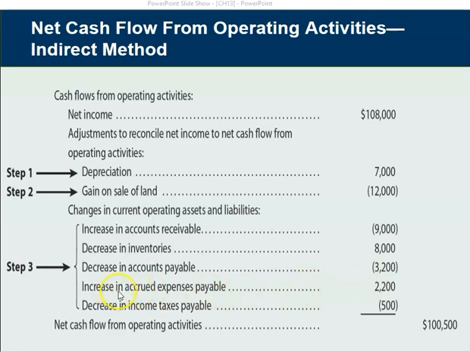Now we have the exact opposite. Accrued expenses have gone up. That means we owe for items that have impacted net income, but we haven't paid for it yet. And then decrease in income taxes payable. Payables are a little bit easy, because if it's a decrease, it's a subtraction, and if it's an increase, it's an addition. So in this particular case, we have net cash flow from operating activities of $100,500. It actually went down largely because of this item right here.